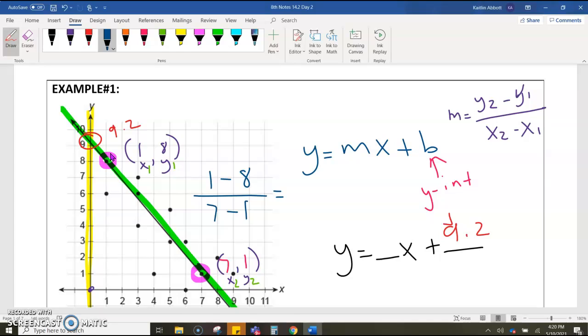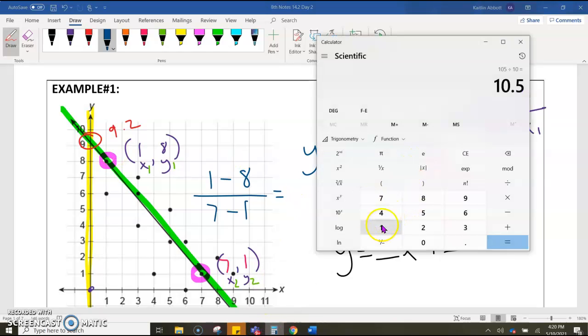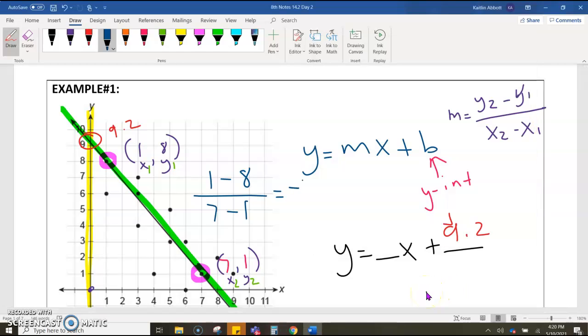So 1 minus 8, well, if I had $1 and I had to spend $8, I don't have a positive number anymore. And if you need help, just put it in the calculator. 1 minus 8 equals -7. So I have -7 over 7 minus 1 is 6. So I have -7 over 6.